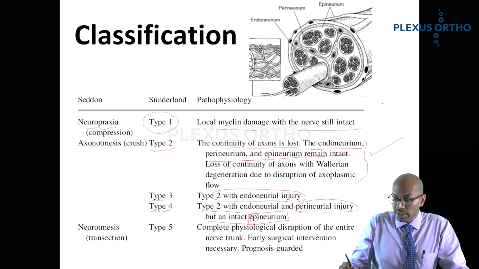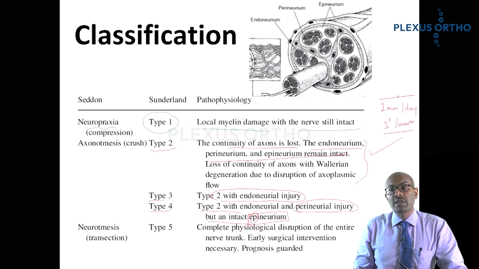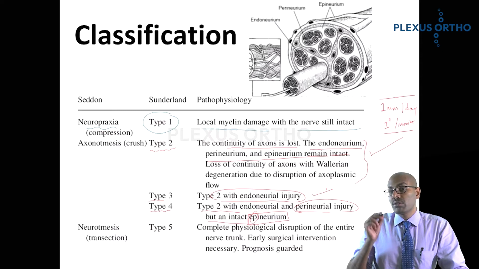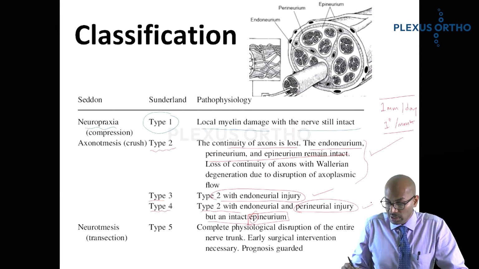And what is the rate at which it grows back? We say usually about 1 millimeter per day or 1 inch per month is the rate at which the nerve grows back once it is disrupted. In type 3, there is an endoneurial injury. This may also not require a surgical intervention, but in type 4, where there is a perineurial injury, most of the times a surgical intervention will be required.